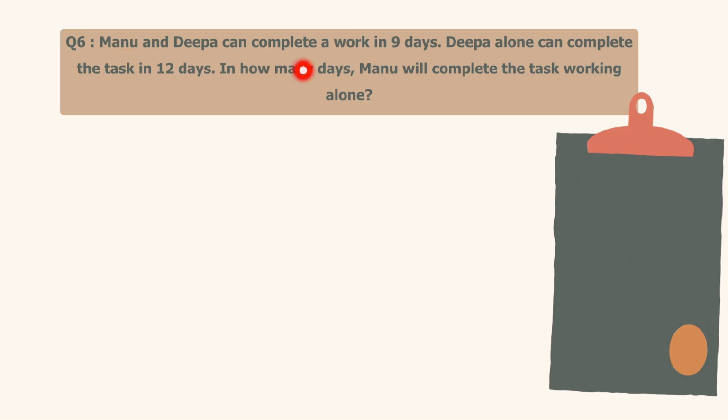Manu and Deepa can complete a work in 9 days. Deepa alone can complete the task in 12 days. In how many days will Manu complete the task working alone?